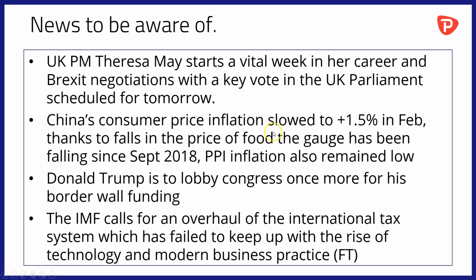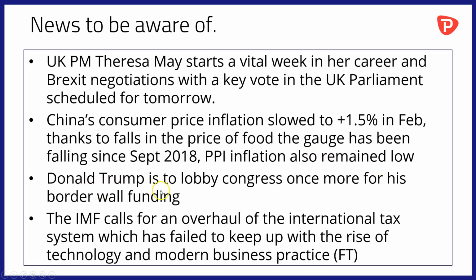China's consumer price inflation has slowed to just 1.5% in February thanks to falls in the price of food. The gauge has been falling since September 2018. It's also interesting to note that PPI, or factory gate inflation, for the same month also remained on the low side. Good for the Chinese consumer perhaps, but not so good for those that view inflation as a gauge of excess demand within the economy.